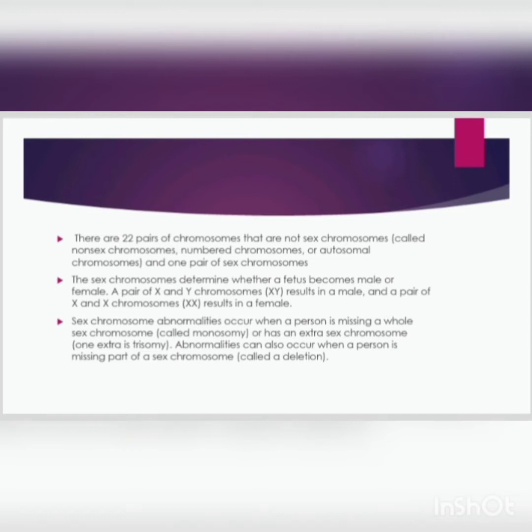Sex chromosome abnormalities occur when a person is missing a whole sex chromosome, called monosomy, or has an extra sex chromosome, one extra is trisomy. Abnormalities can also occur when a person is missing part of a sex chromosome, called a deletion.